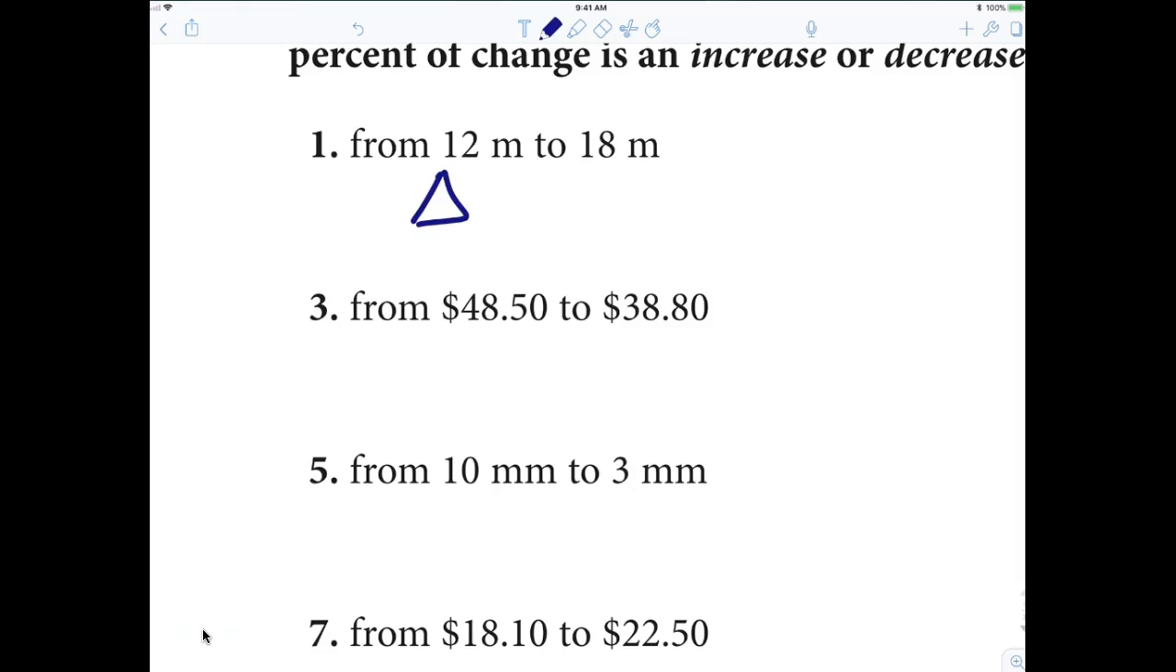The change, delta, means change. When you get to science, you'll talk about that a lot also. Delta is the symbol for change. We went from 12 to 18. So what was the change? 6. All right? So it's the change divided by the original amount.